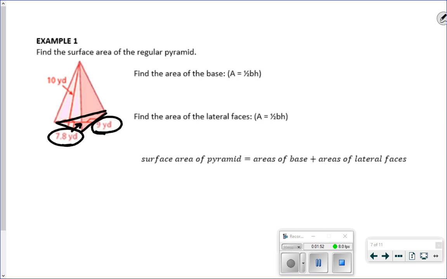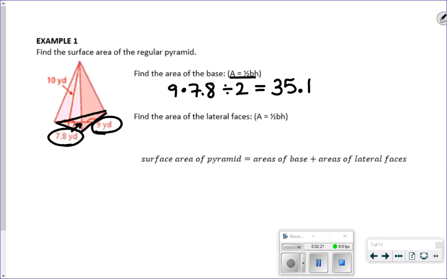So I'm going to do base times height and divide it by 2. I have the formula already written up here. So I'm going to do 9 times 7 and 8/10. And then I'm going to take that value and divide by 2. When I do that, that gives me 35 and 1/10. That's the area of my base.